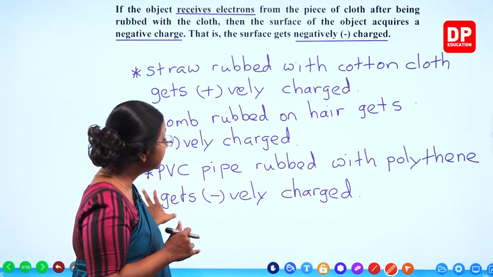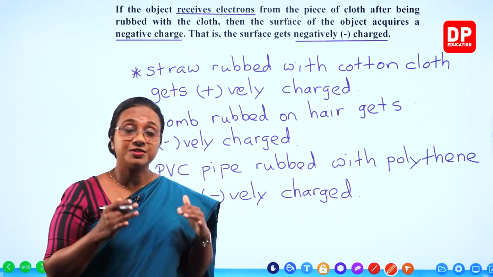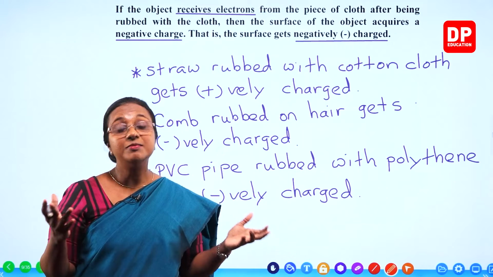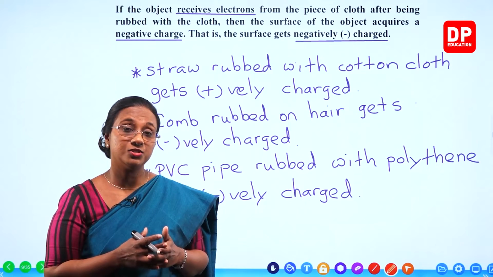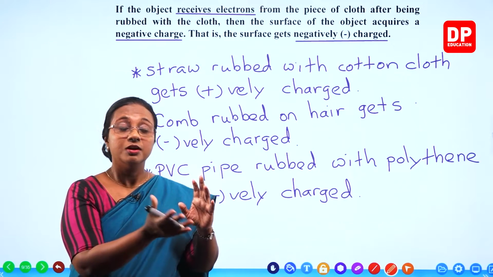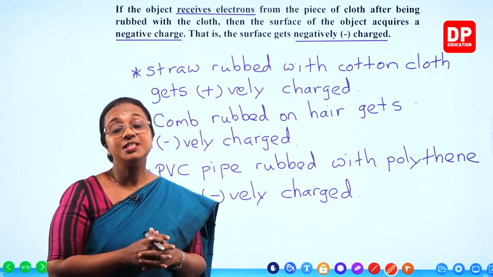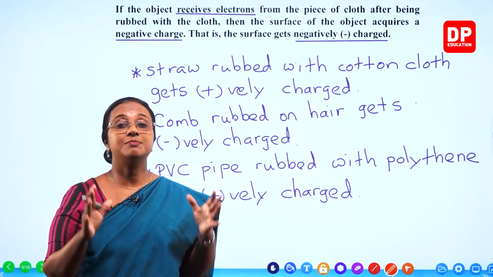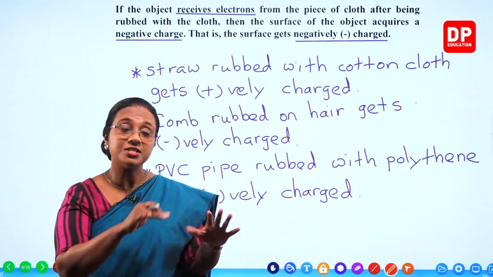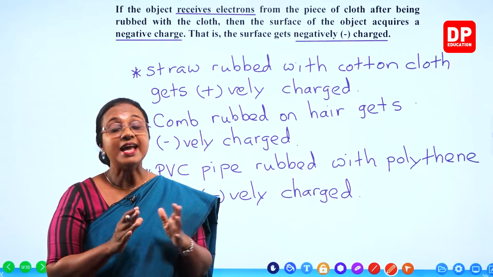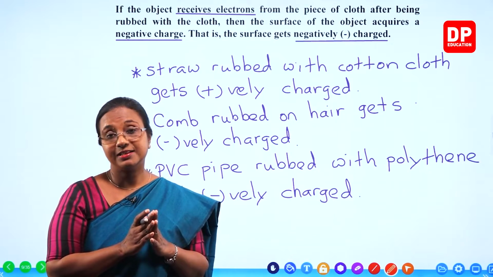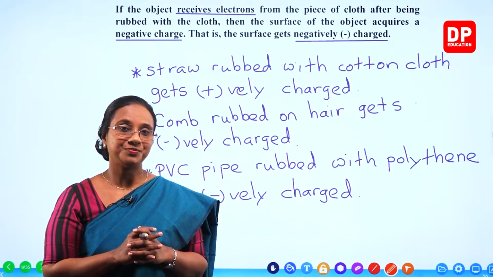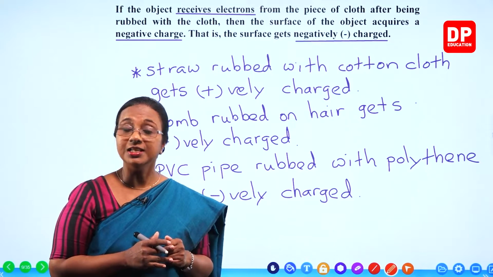So that is where the charges are generated on the surface of the PVC pipe, on the surface of the straw, on the surface of the comb, or even with balloons. You have done that activity also. You have the fully blown balloon and you rub it with a cloth and it gets charged. So in all these materials, the surfaces become charged and those charges remain on the surface. That is what is known as static electricity. I am sure you all can understand that concept clearly now. With that, students, we will move on to the next slide.